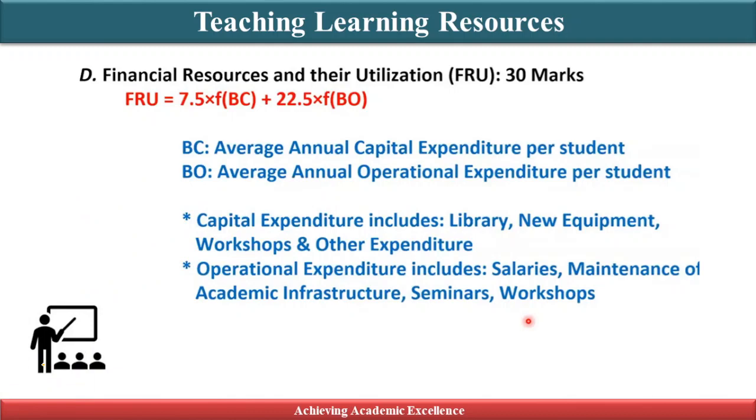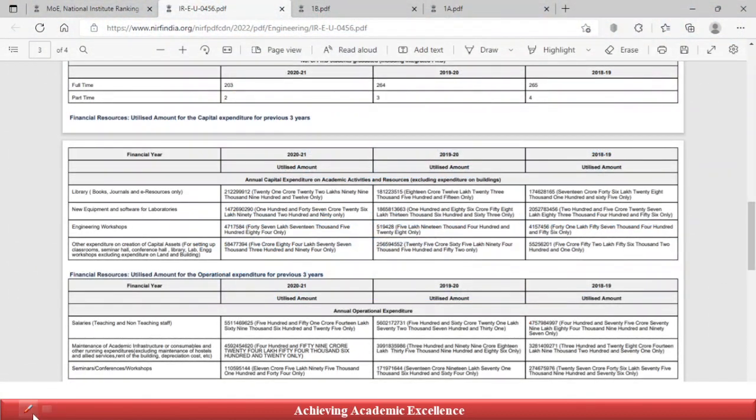But let me go through the IIT Madras expenditure. Just let me see. Resource utilized for capital expenditure. There is also operational expenditure. In operational expenditure, if you go through the salaries, just see what the salary is: 551 crore 14 lakh 69,000 in the year 2021. Just see how many crores in the year 2019-20: something like 560 crore 21 lakh 72,000.